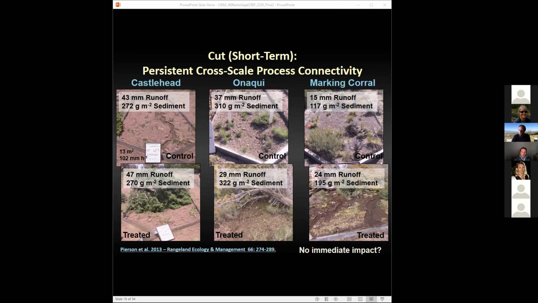The limbs of the trees tended to bridge the base of the tree and lift it up off of the ground in that fresh cut condition, and water was able to move and pass underneath the trees and even form rills, as you can see in the photographs here. So no favorable initial impact from cutting.